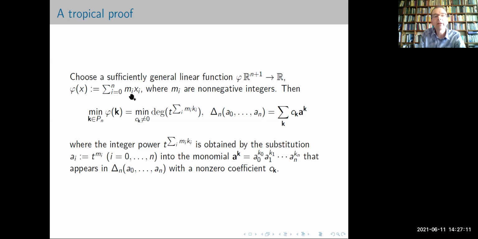And of variables xi, and I would like to use coefficients to be non-negative integers, just an integral linear function. Then this linear function can be minimized on the polytope which is contained in this space. So, in order to get a vertex of the polytope Pn, I will minimize this linear function on all monomials that appear in this.